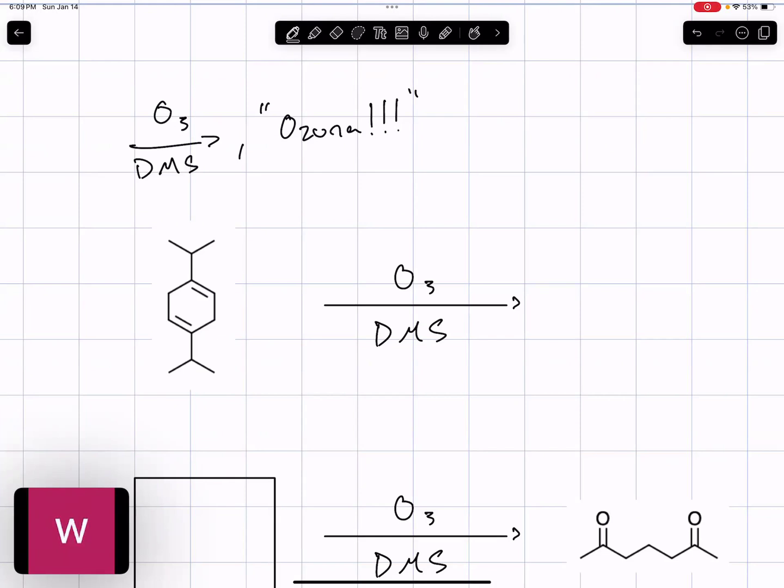No, maybe. Is it so? Ketones and aldehydes? So yes, it essentially splits things in the middle, right? But how would we split this? This is a little bit of a tricky question, right? Because we're supposed to make either an aldehyde or a ketone, right?